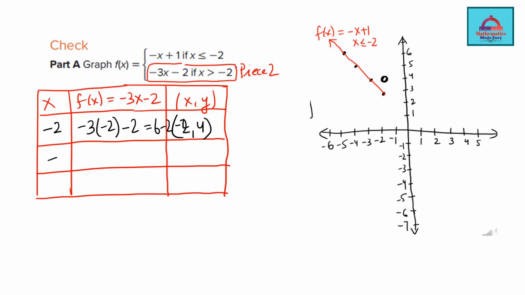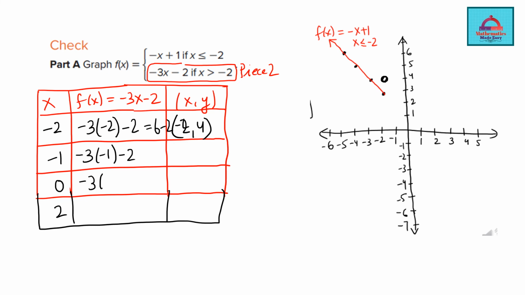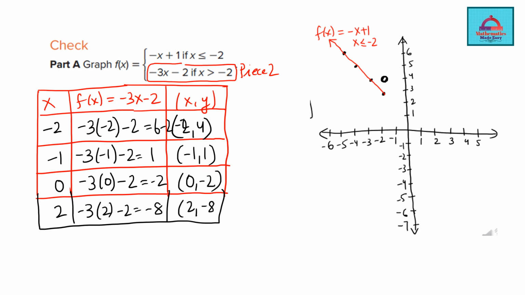Let's take some more points, -1, 0, and maybe one more point, say 2. So we'll calculate the value. -3, substitute -1, -2, substitute 0. So this is only -2 left. Substitute 2. This is the point. So here it is 3 minus 2, 1. So the point is -1, 1. Here the point is 0, -2. And here it is -8. So 2, -8. Now let's go to the graph and draw the dots.